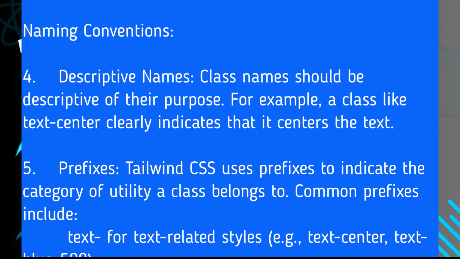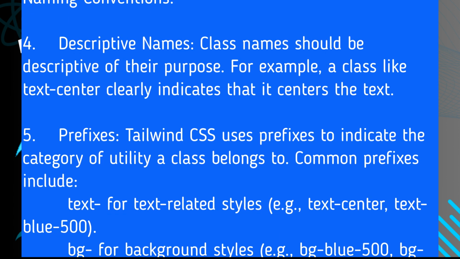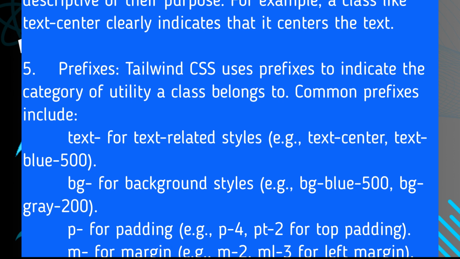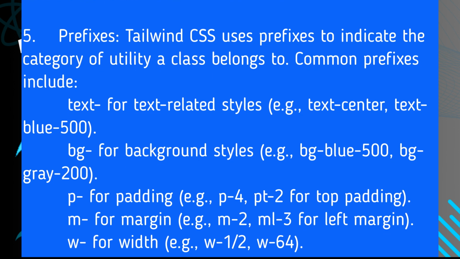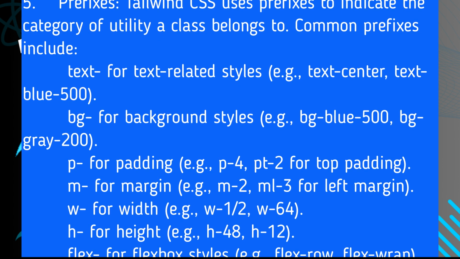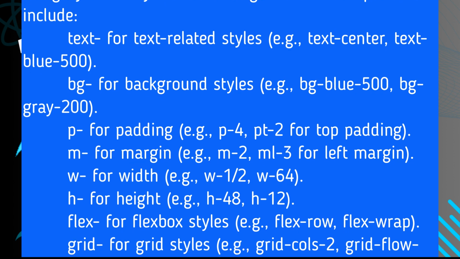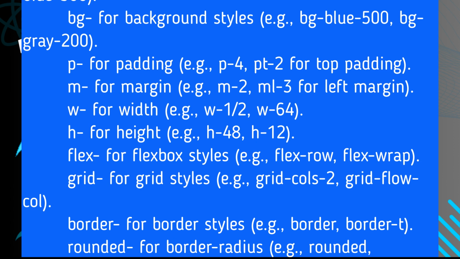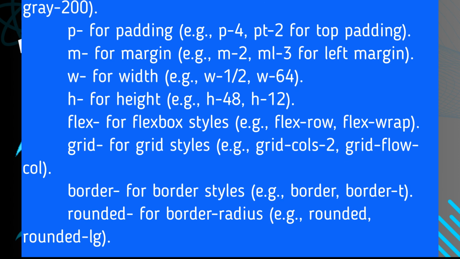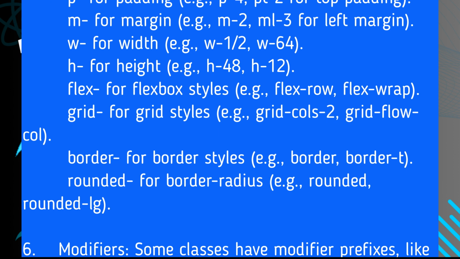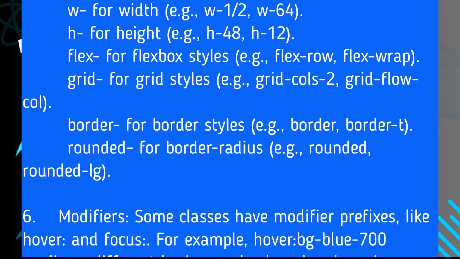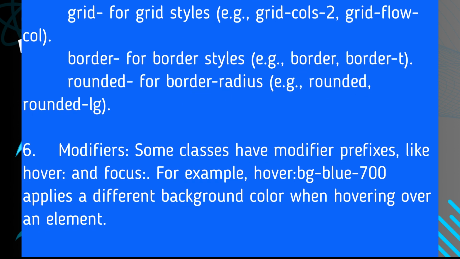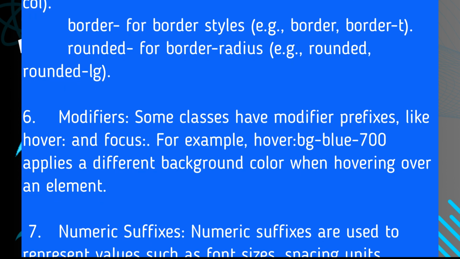Common prefixes include text for text-related styles, e.g., text-center, text-blue-500; bg for background styles, e.g., bg-blue-500, bg-gray-200; p for padding, e.g., p-24, pt-2 for top padding; m for margin, e.g., m-2, ml-3 for left margin; w for width, e.g., w-1/2, w-64; h for height, e.g., h-48, h-12; flex for flexbox styles, e.g., flex-row, flex-wrap; grid for grid styles, e.g., grid-cols-2, grid-flow-col; border for border styles, e.g., border, border-t; rounded for border radius, e.g., rounded, rounded-lg.